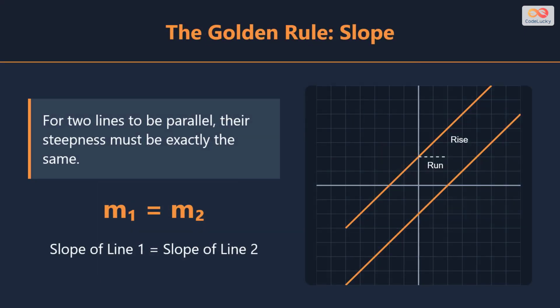The most important rule for parallel lines lies in the slope. For two lines to be parallel, their slopes must be exactly equal. If we call the slope of the first line m1 and the slope of the second line m2, then m1 must equal m2.